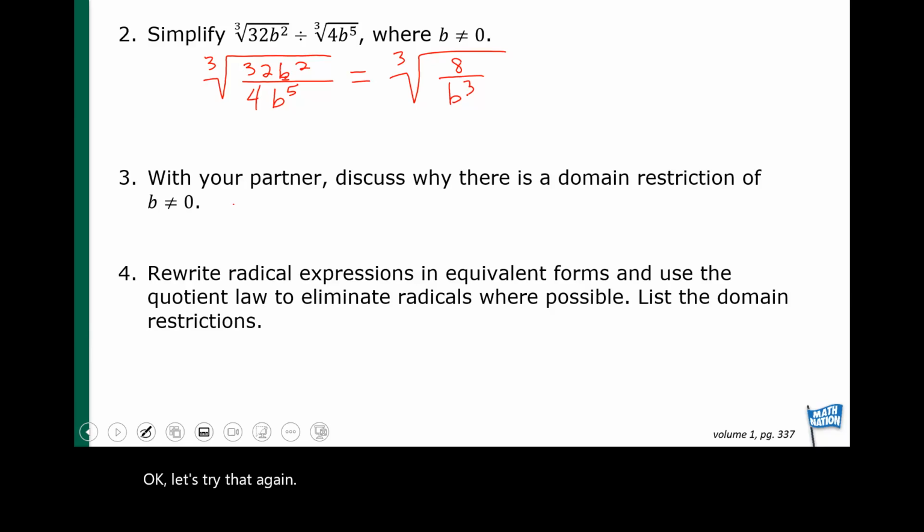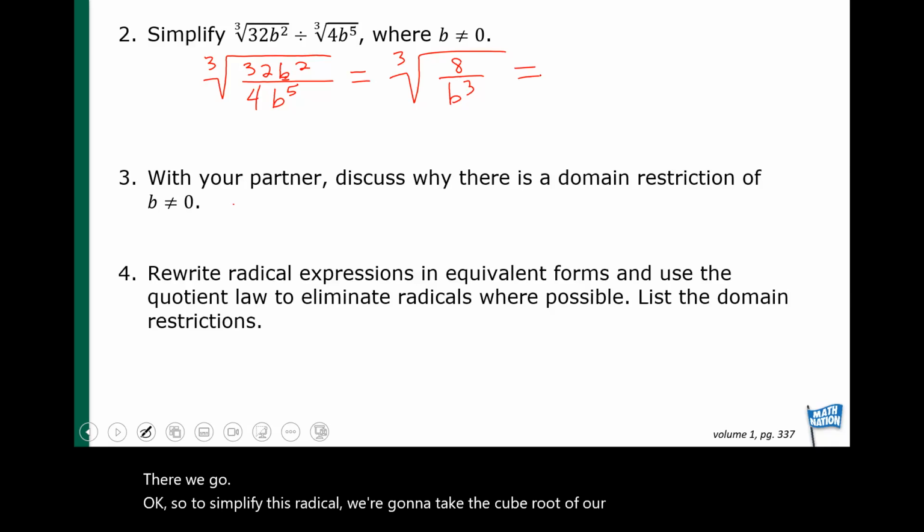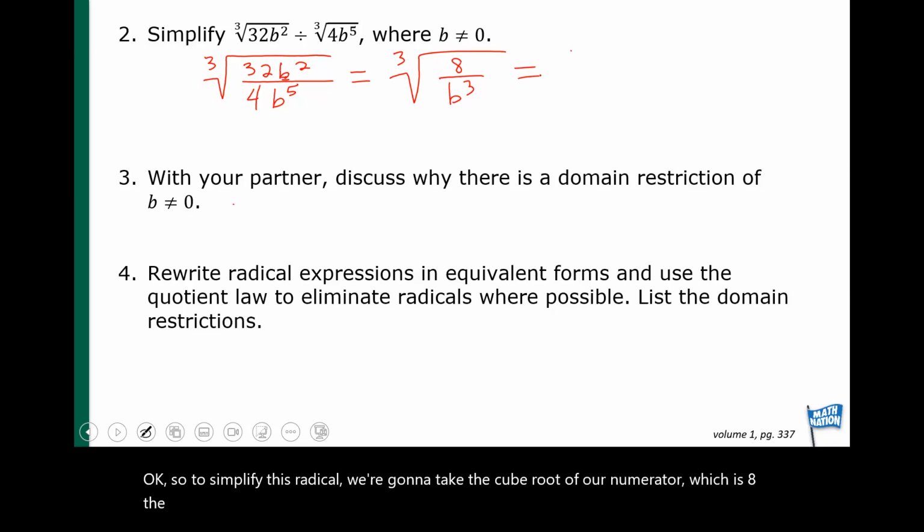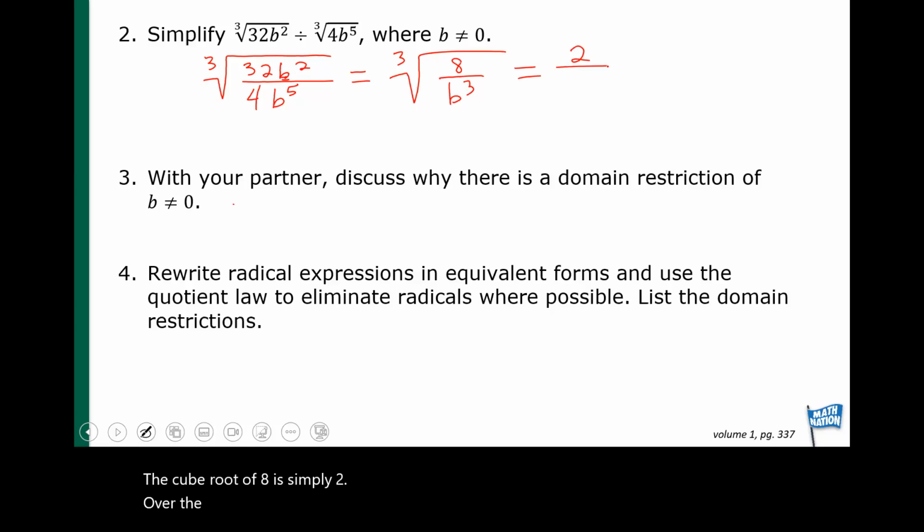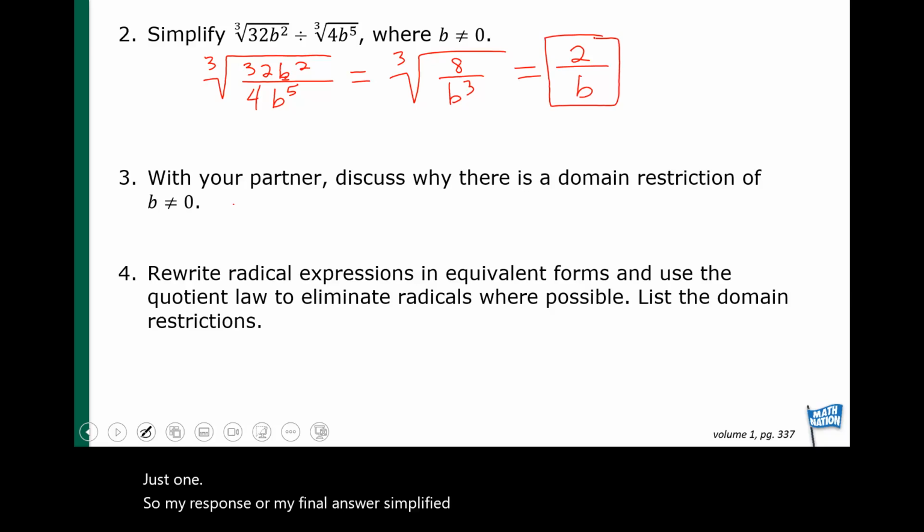There we go. Okay, so to simplify this radical, we're going to take the cubed root of our numerator, which is 8. The cubed root of 8 is simply 2, over the cubed root of b to the third. How many 3's can I get out of that b? Just 1. So my final answer, simplified, is 2 over b.